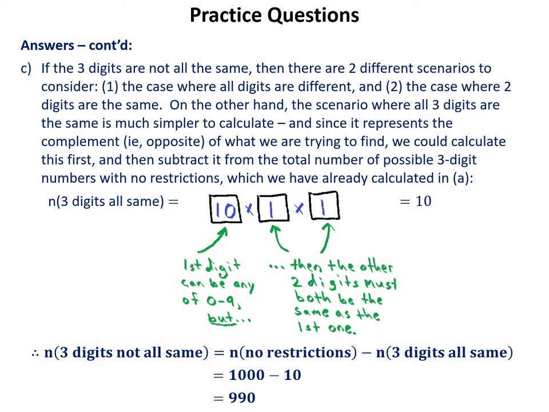So finally, using the rule for the complement that we were discussing previously, the final answer for the number of numbers where the 3 digits are not all the same equals the number with no restrictions, which is the 1,000 that we calculated in part A, minus the number with 3 digits all the same, which is the 10 that we just calculated here, which gives us our final answer of 990.